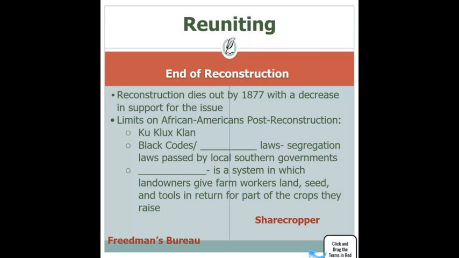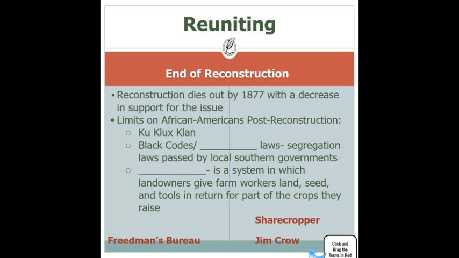So certain things, such as black codes or Jim Crow laws, or segregation laws, were passed by local Southern governments to stop them from advancing. And we'll talk about what those are more here in a little bit. And one of the things that they come up with is this thing called a sharecropper. It is a system in which landowners give farm workers land, seed, and tools in return for part of the crops they raise.